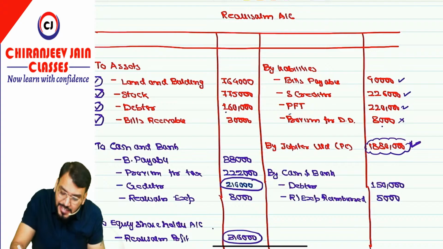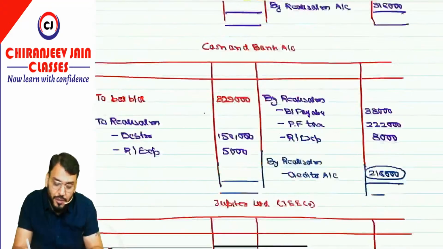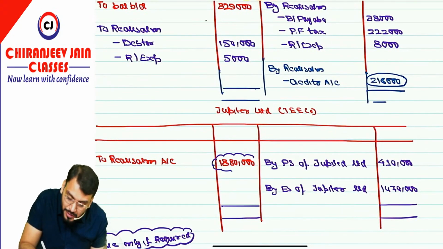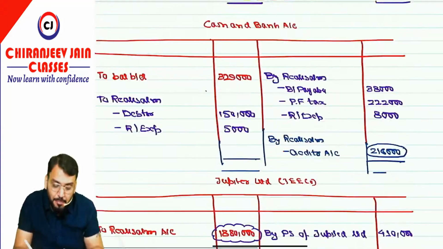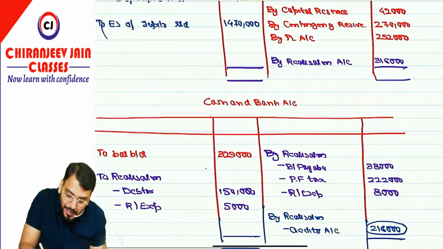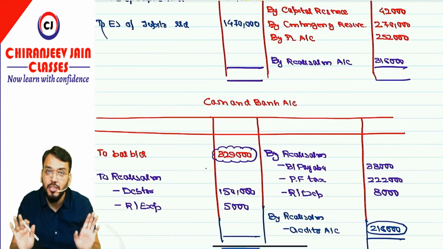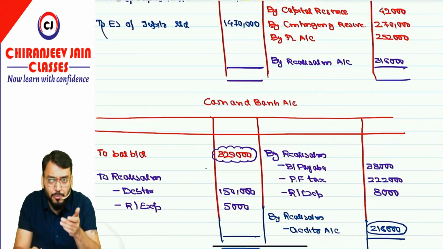And for this, the second effect will go to what? Jupiter Limited account. So you can see we have opened Jupiter Limited account and we have written "to realization account" also. Acha, we'll also open one cash and bank account that I had forgotten to say. Cash and bank account will be opened and the opening balance of cash and bank account will be the book value 3,29,000. Understood? Step number 1 done. Step number 2 done. Let us come to step number 3.